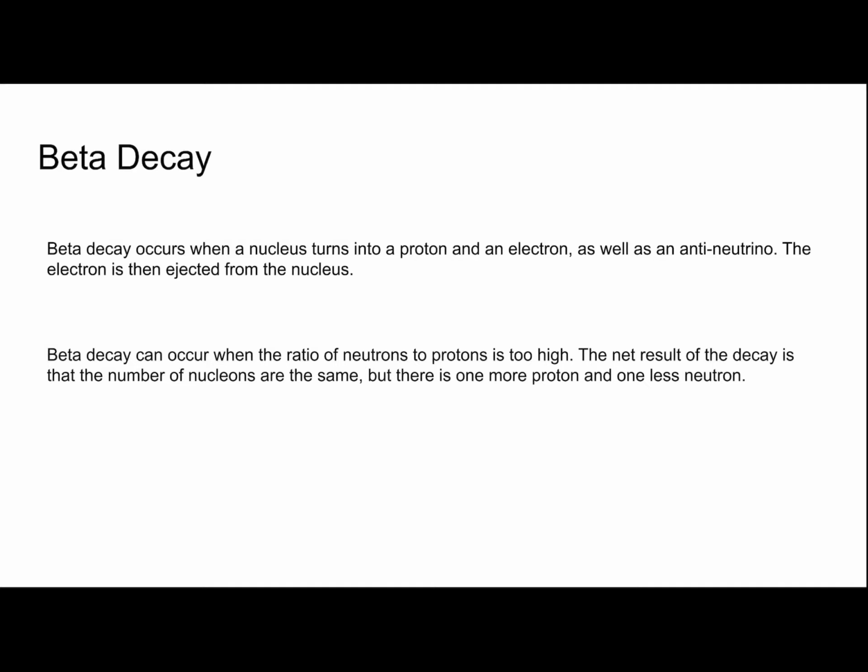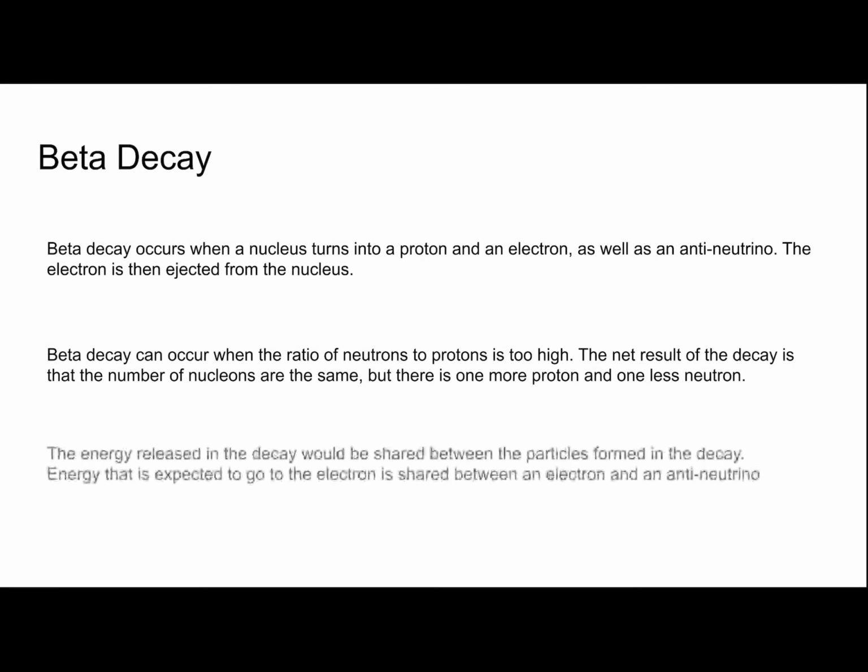A neutron is a nucleon and a proton is also a nucleon, so the nucleon number doesn't change. However, due to this decay, the number of neutrons decreases by 1 and the number of protons increases by 1. The purpose of this is that in certain nuclei the number of neutrons is too high. To solve this problem, some of the neutrons become a proton and an electron, and the electron is ejected by beta decay.